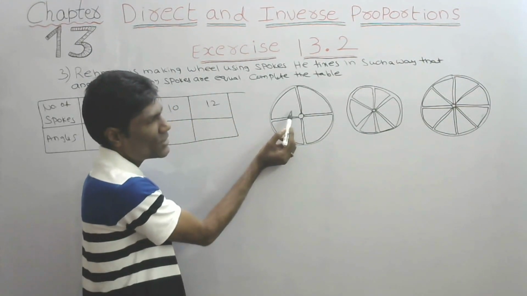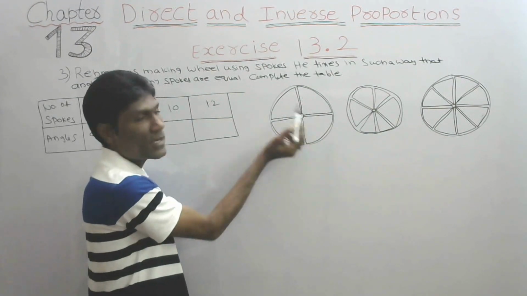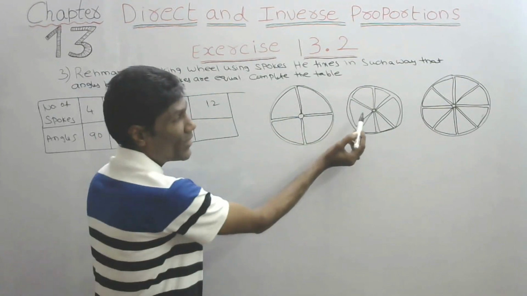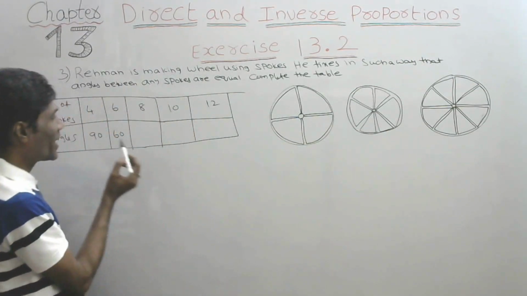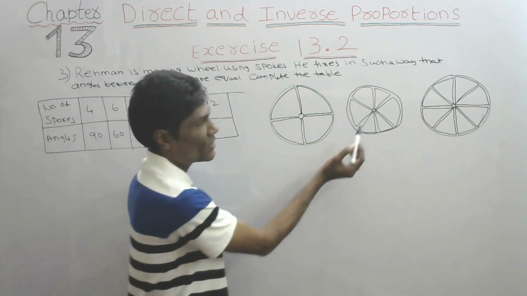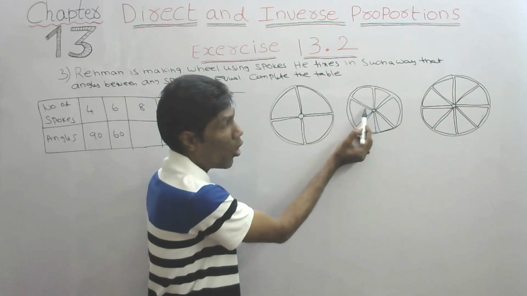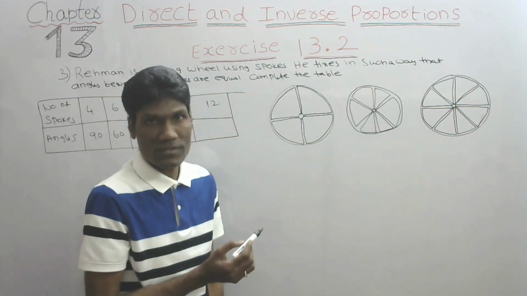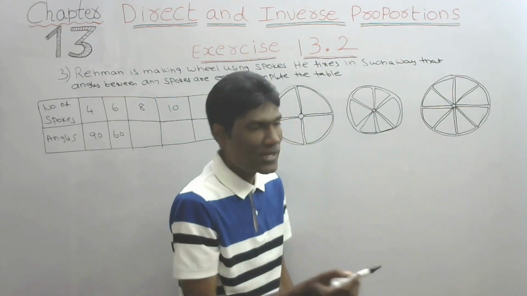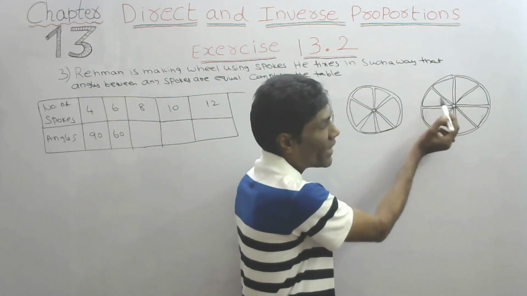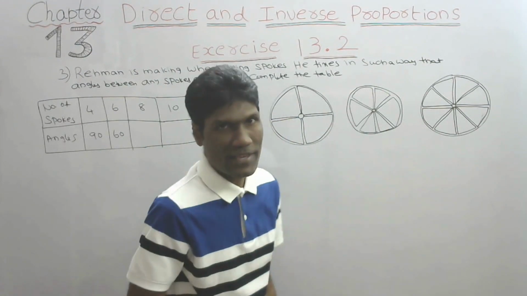Say, in this case, this is 90 degrees now. So, all the angles should be 90 degrees. In this case, there are 6 spokes and the angle is given as 60 degrees. So, what he meant to say is, all the angles will be 60 degrees. Similarly, this is having some angle and he says all the angles will be equal.